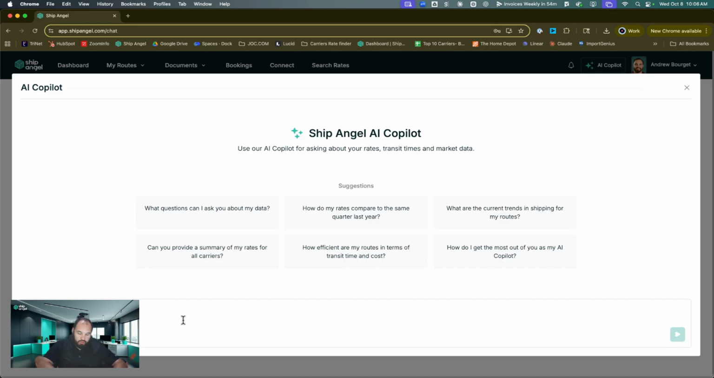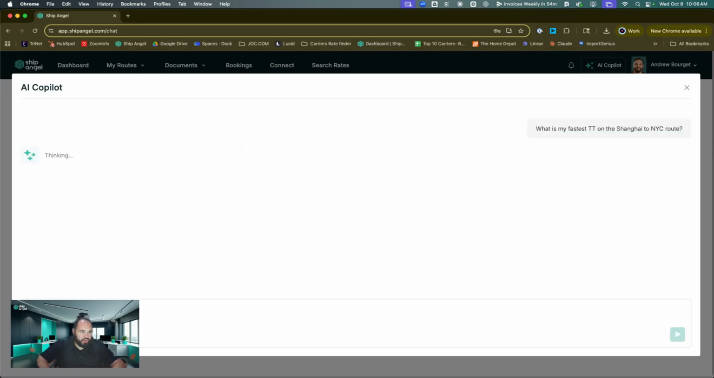And one of the questions we might be able to say is, what is my fastest transit time on the Shanghai to New York City route? And this is a generally simple question. I could search, I could sort and filter by transit time, and we could see what the fastest is.